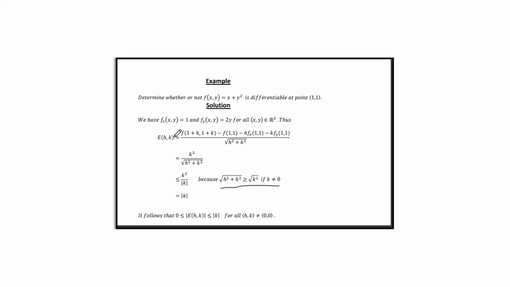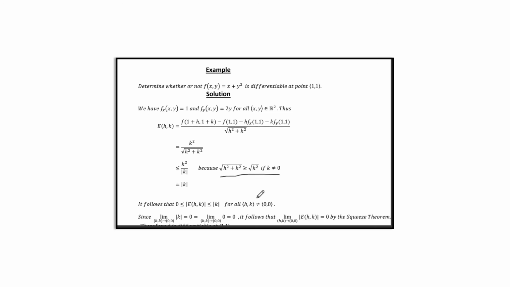So now having E of h, k less than or equal to the absolute value of k, and E of h, k being bigger than or equal to 0, meaning it cannot be negative, that means now it's between 0 and the absolute value of k, right? For all h and k not equal to 0.